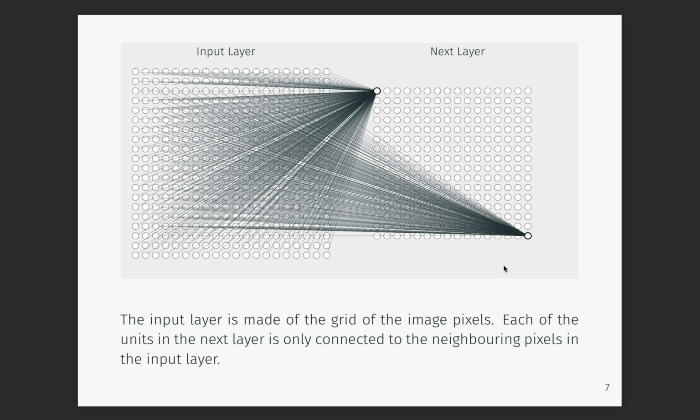As it turns out, images are a very particular data structure, and usually most of the relationship between pixels happens on a very local level. You are usually more related to your neighbors than you are to pixels far away.